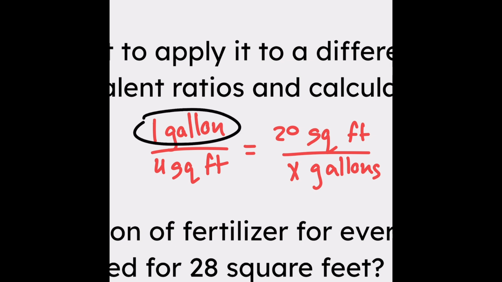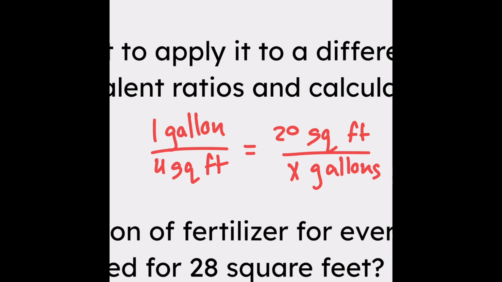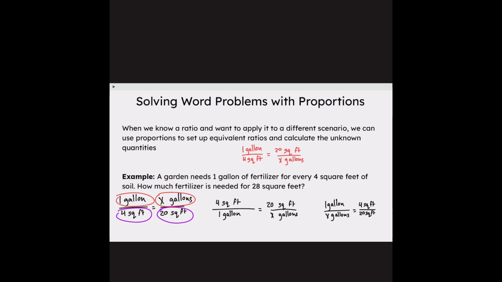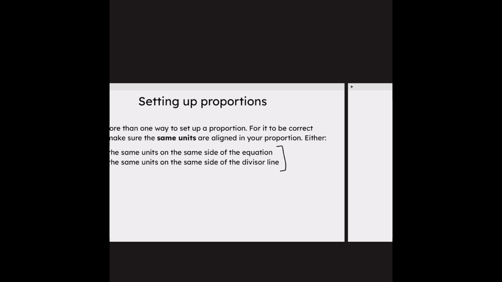So we have gallon on top and square feet on top, gallon on bottom and square feet on bottom. So that's not going to work. This is an incorrect proportion, and we would get an incorrect answer if we tried to solve it. So keep that in mind when you're setting up proportions: either same side of the equation or same side of the divisor line.